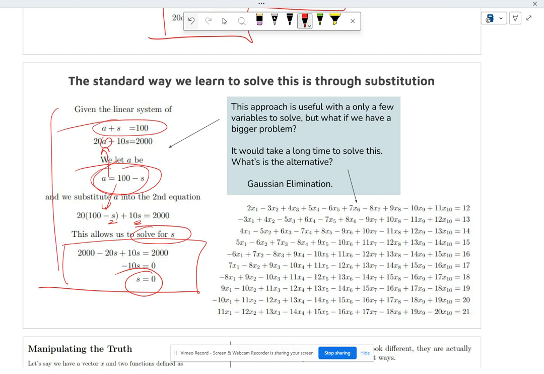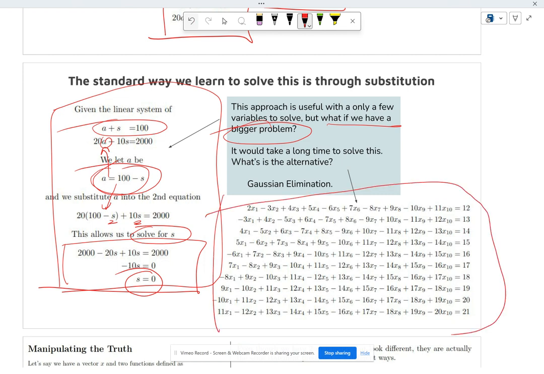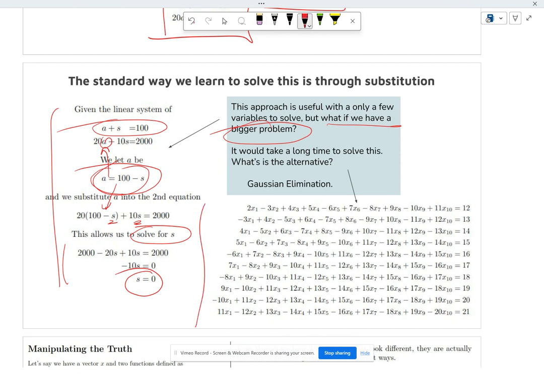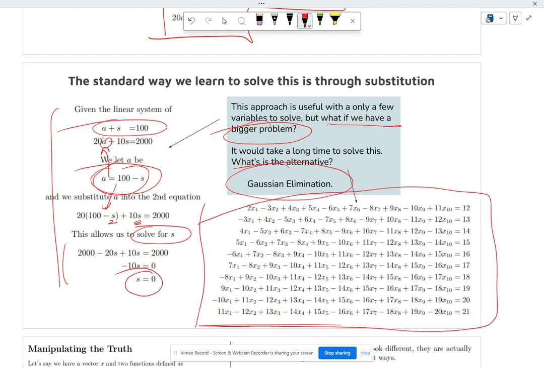Now, this approach of substituting is really useful when there are only a few variables. But what if you have a bigger problem, something like this? You will be substituting a lot of things, and it's not exactly the best way to solve this problem. So our goal today is to learn how to solve bigger problems like this. And this process is called Gaussian elimination.